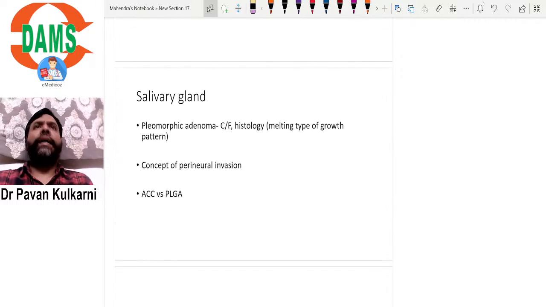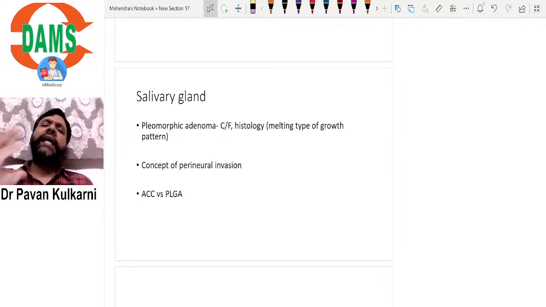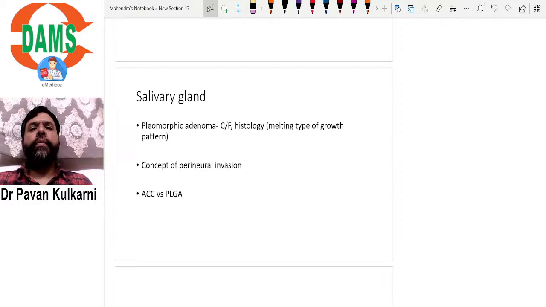Moving on to the salivary gland. Mainly questions come on pleomorphic adenoma. The emphasis will be on the clinical features of pleomorphic adenoma. Like pleomorphic adenoma typically occurs in the parotid, that too superficial lobe. It will be slowly growing. It will be painless. No fixity. Nerve involvement is not seen.